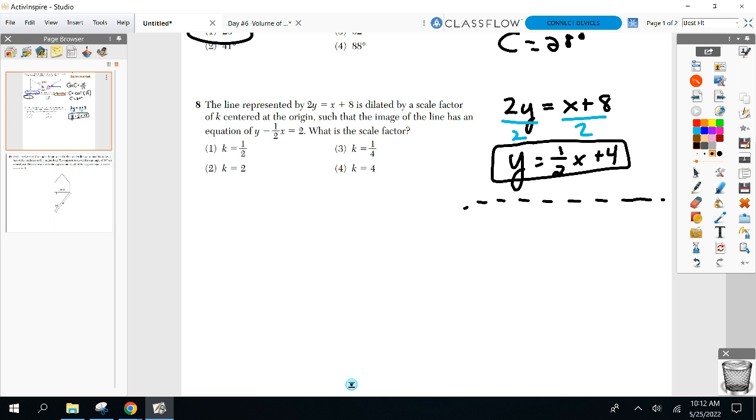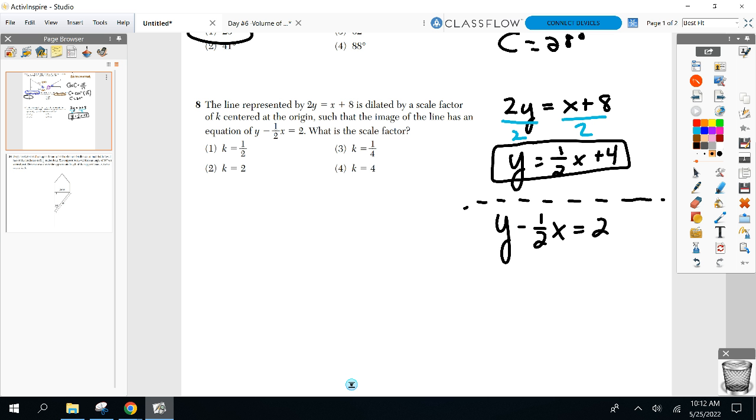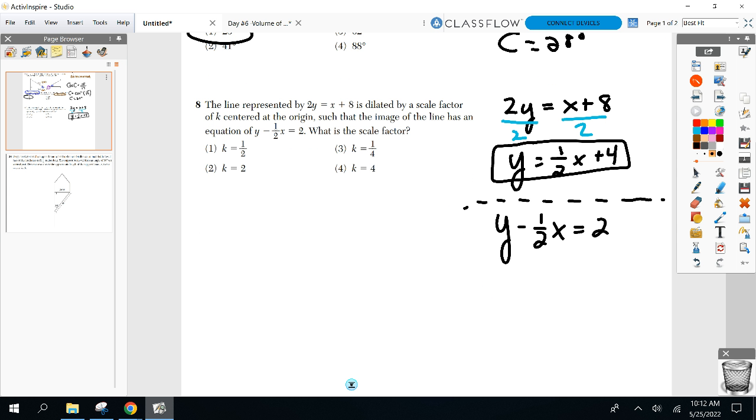Now let's do the line that I get after I dilate. Y minus 1/2 x equals 2. Get that in the y equals form for me. Get the y by itself. Y equals 2 plus 1/2 x. Yep. Add 1/2 x over. So you get y equals 1/2 x plus 2.